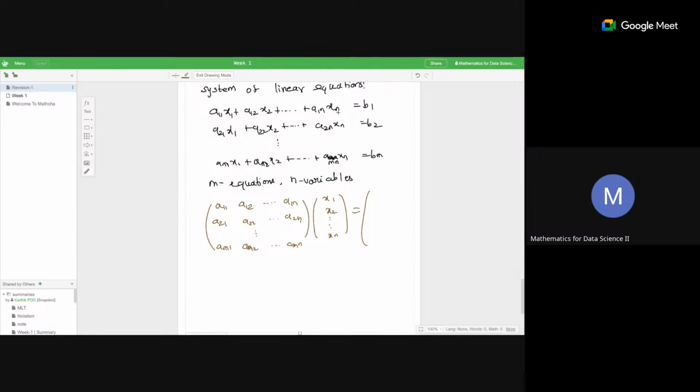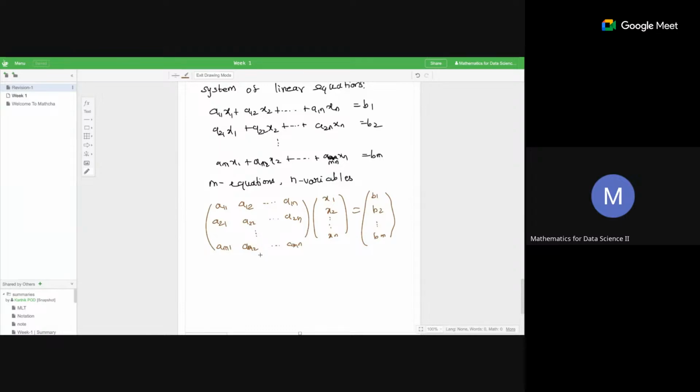Sorry, here again I'm making the same mistake. Variables you have only x1, x2, xn. Now you have b1, b2, bm. If you do matrix multiplication, are you getting back the first equation? Just check, everyone. If you multiply the first row with this column vector, what do you get? A11 x1 plus A12 x2 up to A1n xn, right? So when you multiply these two matrices, you get back these equations.